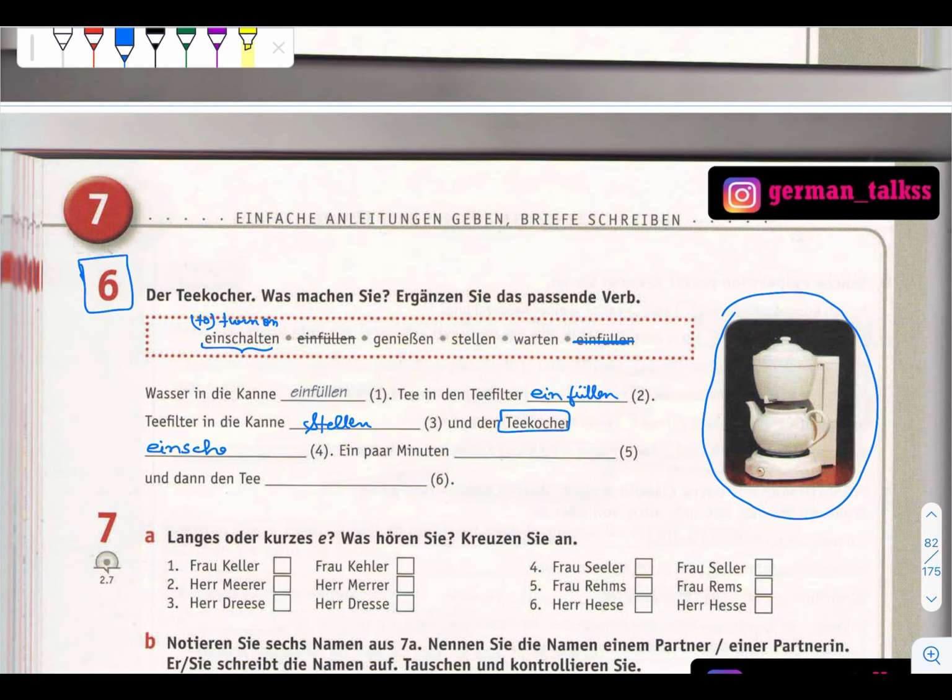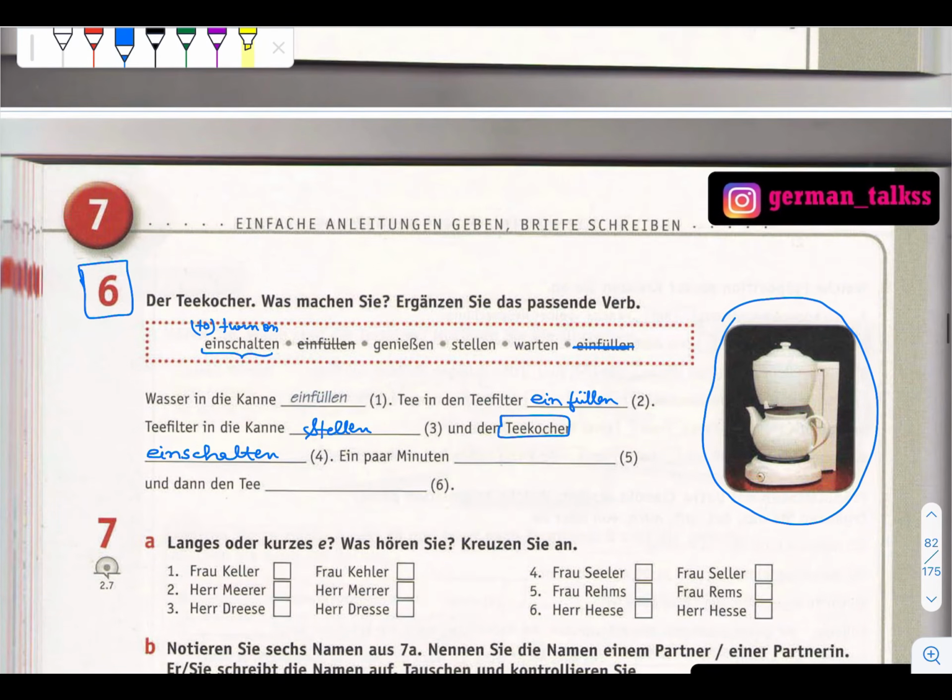So, einschalten. Ein paar Minuten, a couple. Ein paar means a couple of minutes, and Minuten means minutes. What are we going to do? We will wait. So, warten. Und dann den Tee genießen, to enjoy. And then we are going to enjoy the tea.